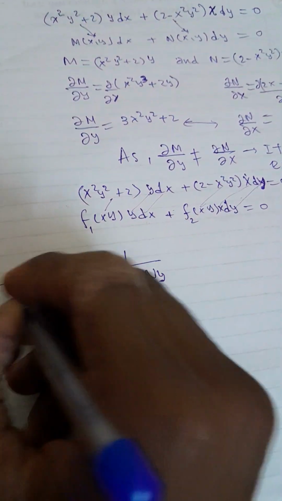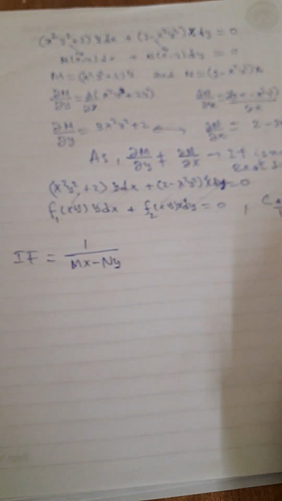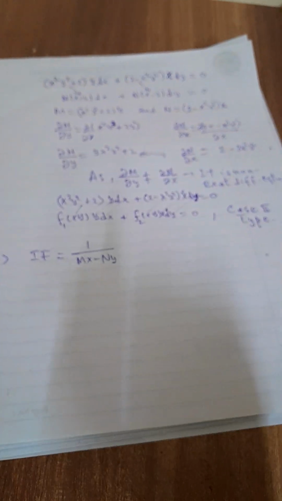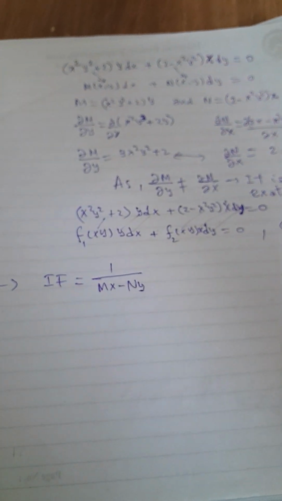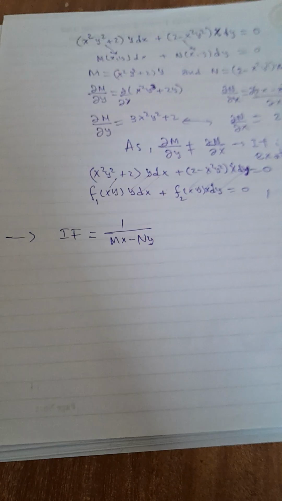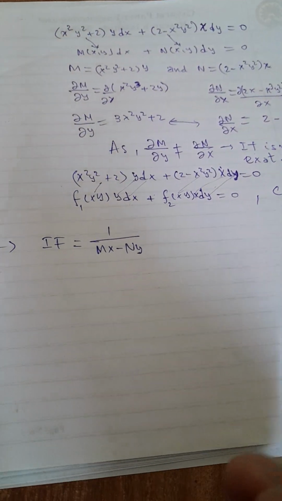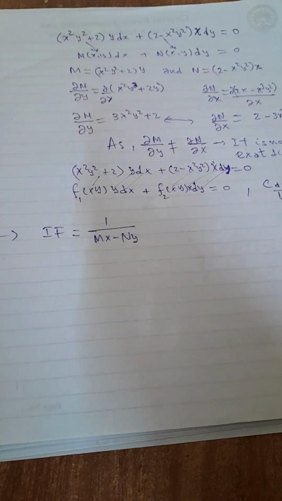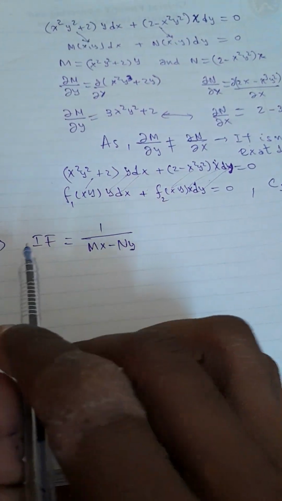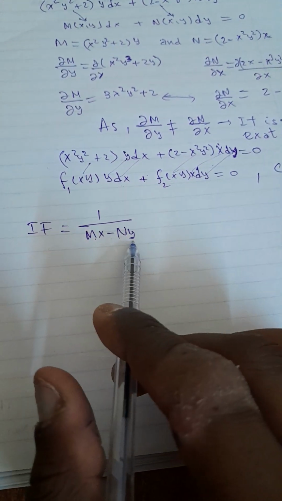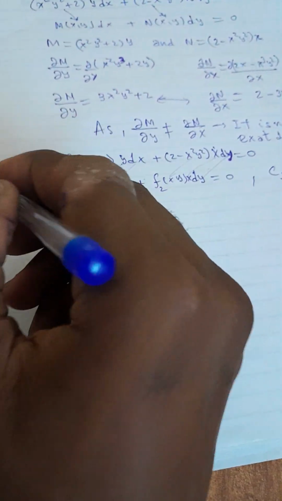As this is non-homogeneous, this must be reduced to a homogeneous. As this is not exact, we must reduce it to an exact differential equation by multiplying by this IF. Why is this IF 1 upon mx minus ny? Because it is in this form.